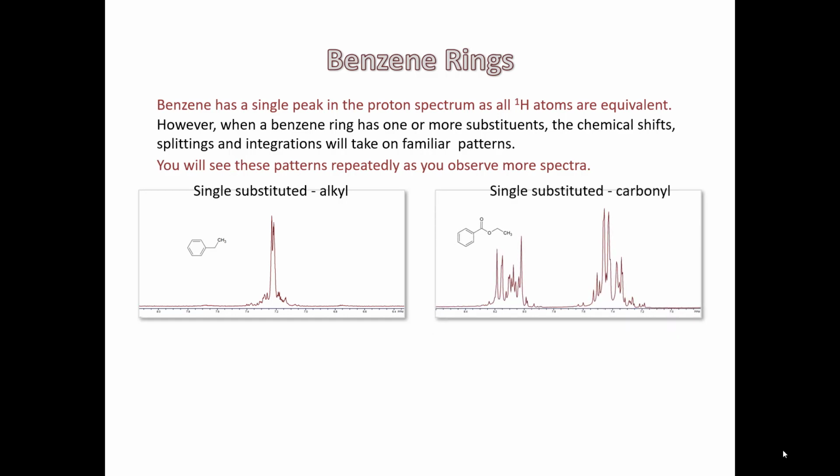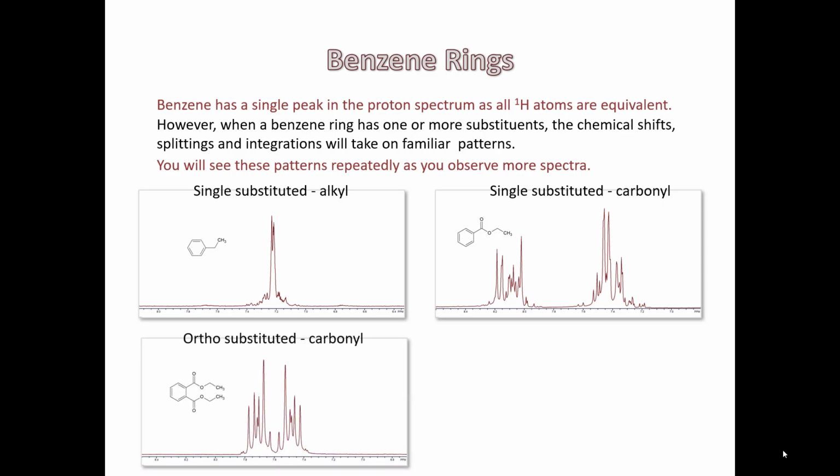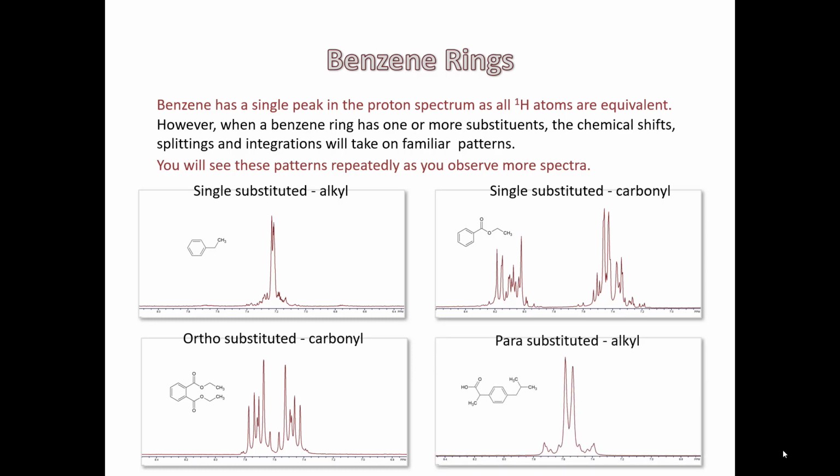If we look at something that has an electronegative substituent, like a carbonyl, that's going to pull electron density away from the nearby protons, deshielding part of the benzene ring, and it actually splits these resonances into multiple peaks. If we look at something that's ortho-substituted with something electron withdrawing, we'll get a different interesting pattern. And finally, if we have something that's para-substituted with alkyl groups, we'll see that we get this familiar doublet that has kind of a Batman look to it.